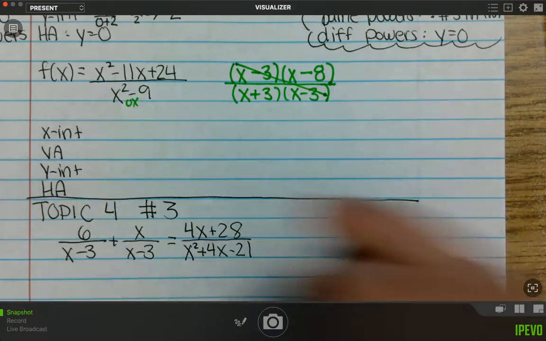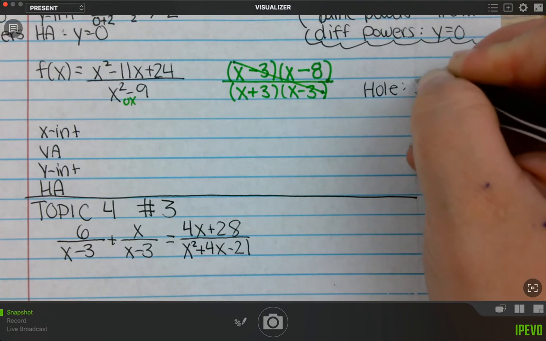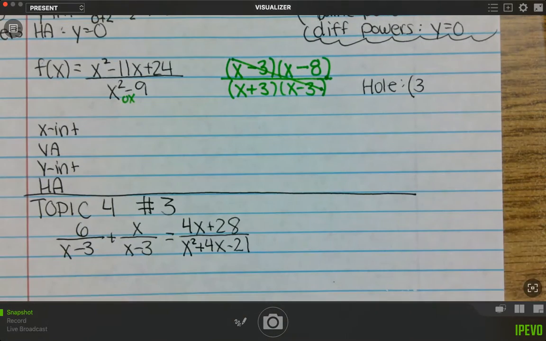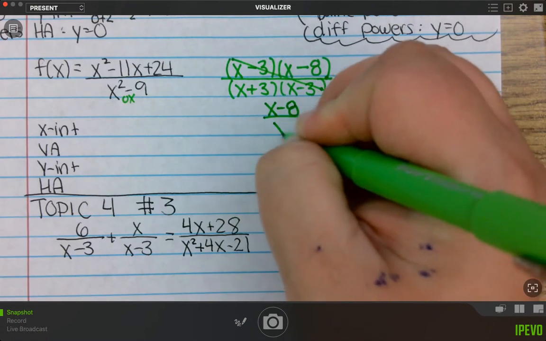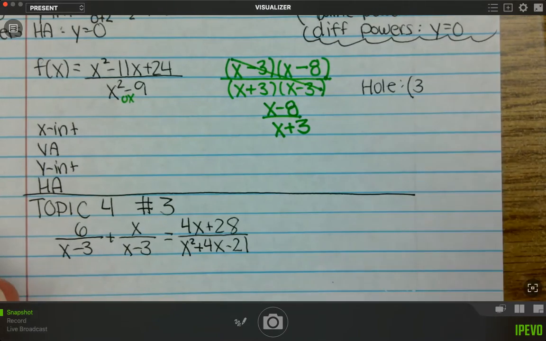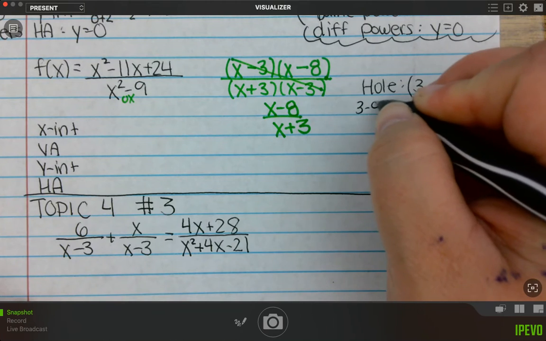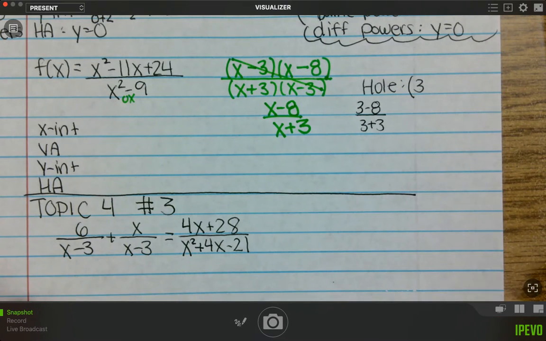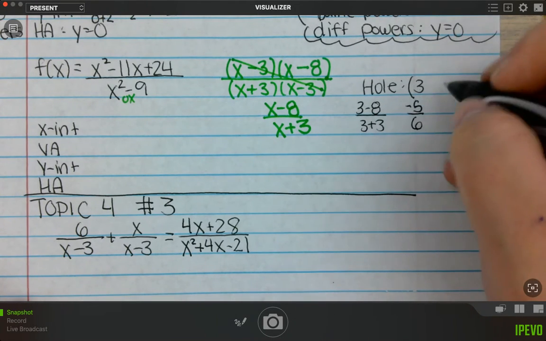That leaves me with a hole at 3. It was x minus 3, so the hole is at 3. And what I have left in my fraction is x minus 8 over x plus 3. So what I'm going to do is plug in 3 for both x's. And that gives me -5 over 6.